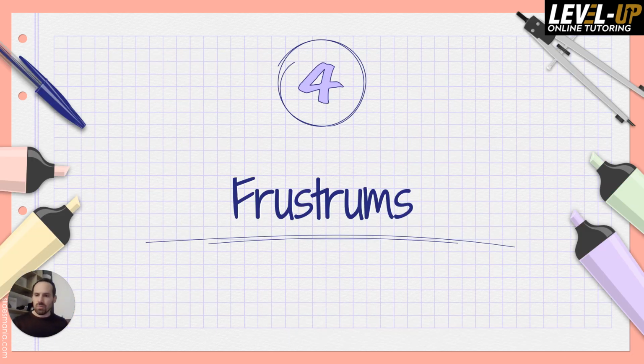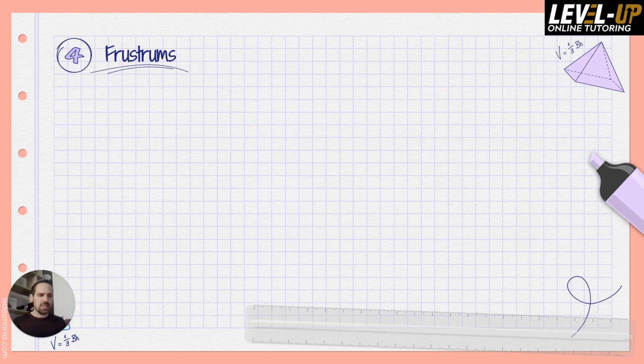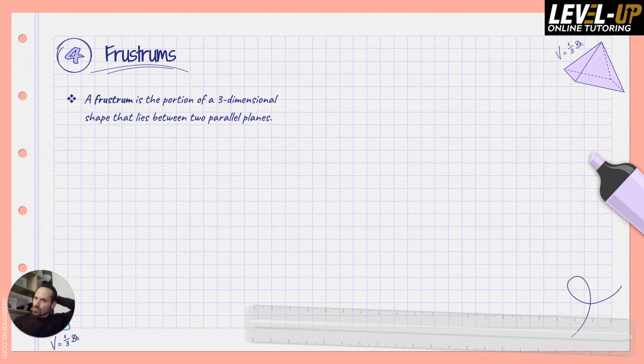So let's look at frustums. What is a frustum? It's one of those shapes that can often be overlooked, and a lot of students aren't aware of what a frustum is, but maybe you've encountered these kinds of problems before. A frustum is the portion of a three-dimensional shape that lies between two parallel planes. A plane is like a flat surface. So you're taking two flat surfaces and cutting straight through a shape, and the piece in between those two surfaces is what's known as a frustum. That's what a frustum is in the general sense.